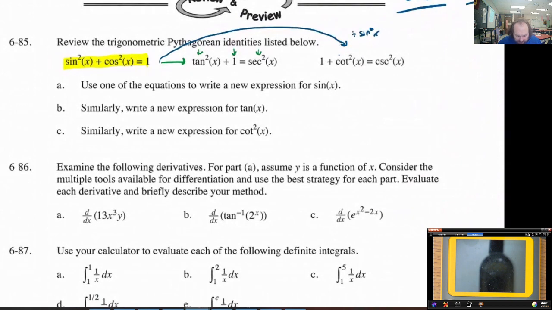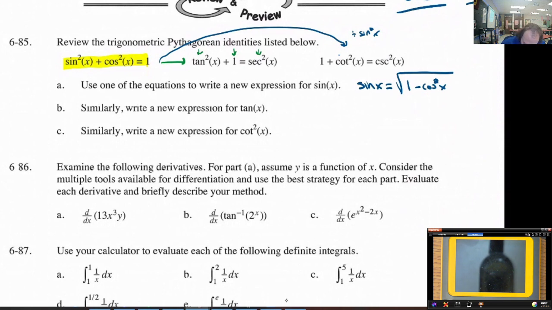Question A is asking us to use one of these to write a new expression for sine of x. So how about we use the first one and just subtract the cosine squared and then take the square root. So how about the square root of 1 minus the cosine squared of x? I mean, honestly, that's all we really got to think about here. And that's how these are all going to work.